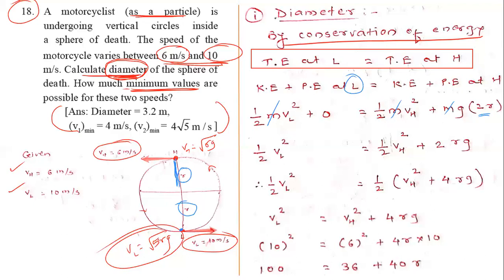Now 1 by 2 we can take common. So this 1 by 2 and this 1 by 2 get cancelled. So here we get 4Rg as we take 1 by 2 common. So we get the formula vL square is equal to vH square plus 4Rg.